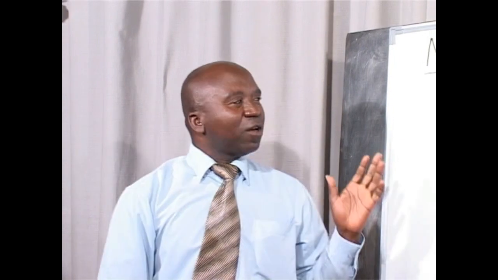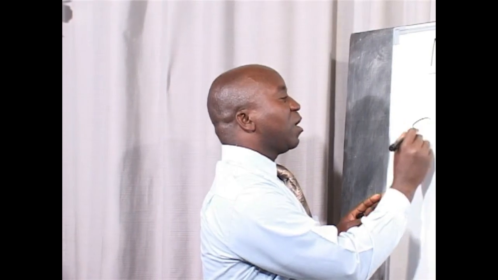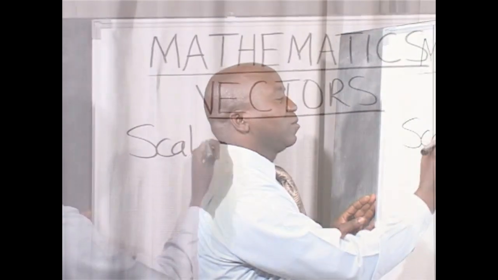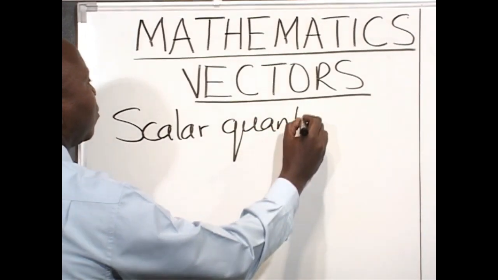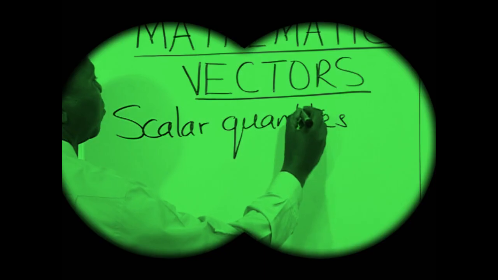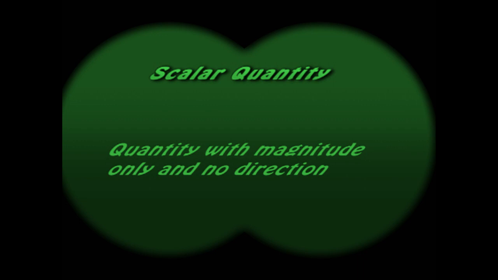Let us define what a vector is. There are some quantities that we deal with which only have to do with a numerical value, and there is no direction given to such a quantity. Such quantities are known as scalars. So we have scalar quantities. A scalar quantity is a quantity that has just magnitude only, without direction.